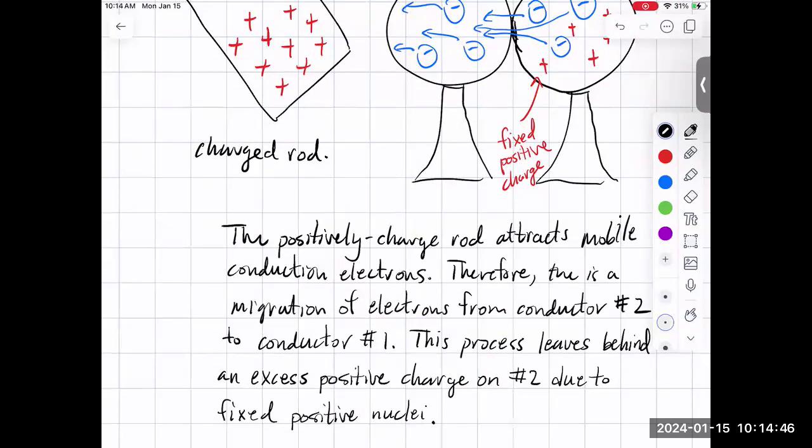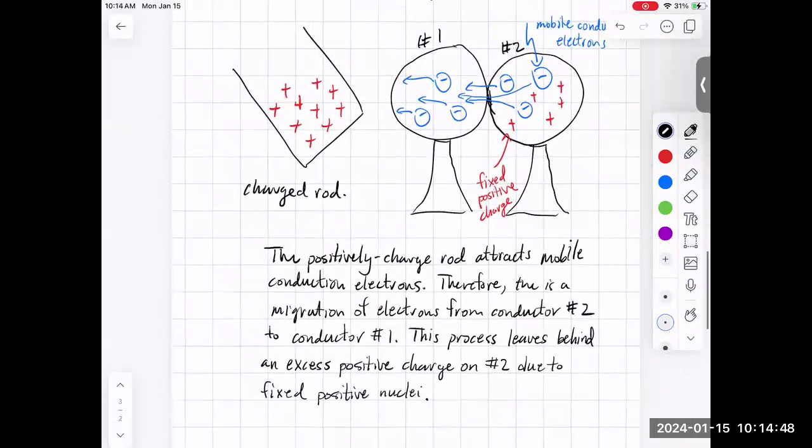All right. So there's a couple more steps. The next step would be to now separate the two conductors. So I don't want to touch them. I don't want to disturb them. So what I can do is grab the insulating stands and just separate these two. And I want to do that separation when that positively charged rod is still in place.